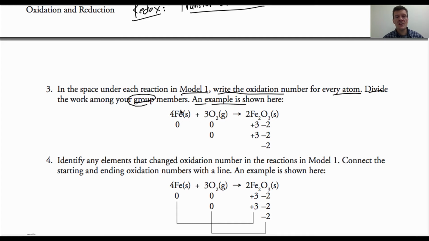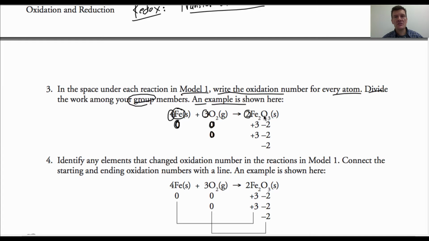So here we've got elemental iron. Oxidation number is 0. Don't worry about the 4 outside here. That's telling us we got 4 of those. But each iron has an oxidation number of 0. Don't worry about the coefficients when you're dealing with these oxidation numbers. O2, that also is an element. There are 2 oxygens in that molecule, so we're going to put 0, 0 for each of the atoms in that particular molecule. Over on the other side, we've got Fe2O3.